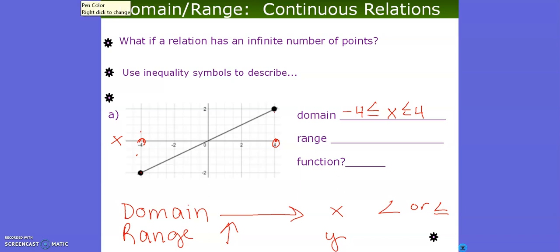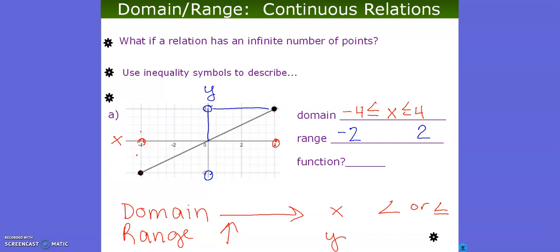How low did it go? How high did it go? So again, on my y-axis, because range is y, I'm going to go as low as my graph will go. And my graph goes all the way down here to -2. So I'm going to start at the low point again. How high does it go? It goes all the way up here to 2. That's how high it goes.